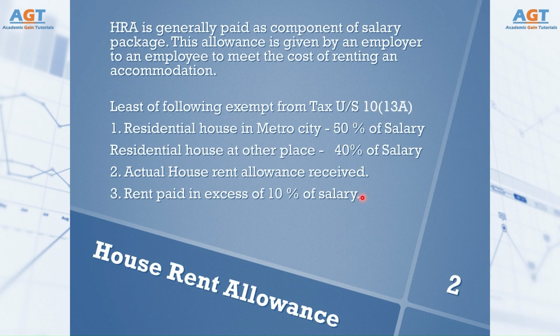Number 2. House Rent Allowance, HRA. HRA helps employees cover rental expenses and is a key component of the salary structure. For tax exemption under Section 10(13A), the lowest of the following is considered: 50% of salary for metro cities, 40% for non-metro cities; actual HRA received; rent paid minus 10% of salary. This allowance supports employees with rising accommodation costs.